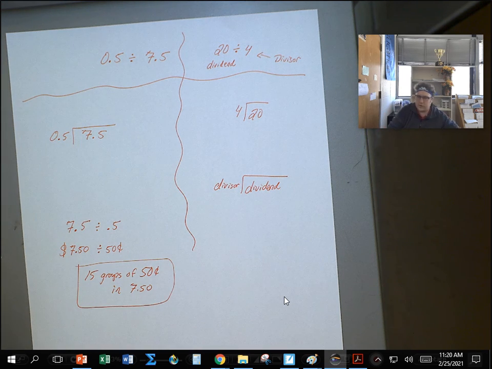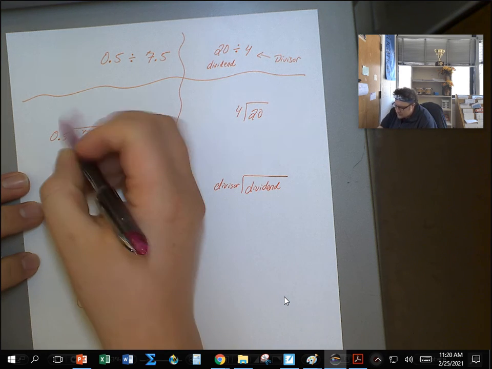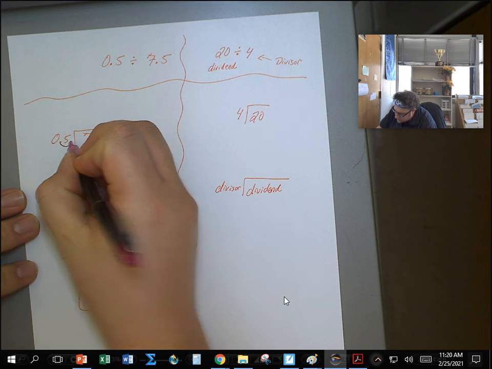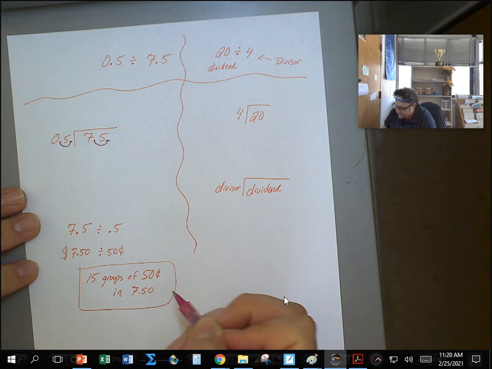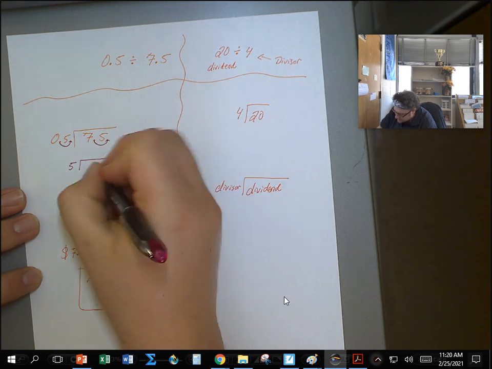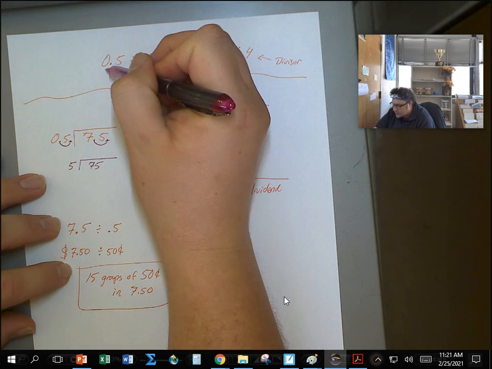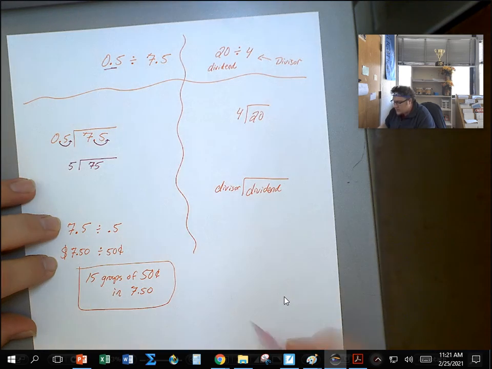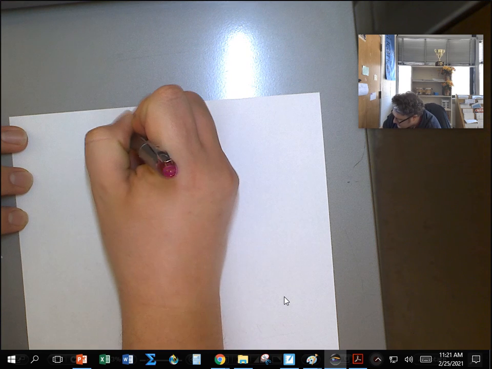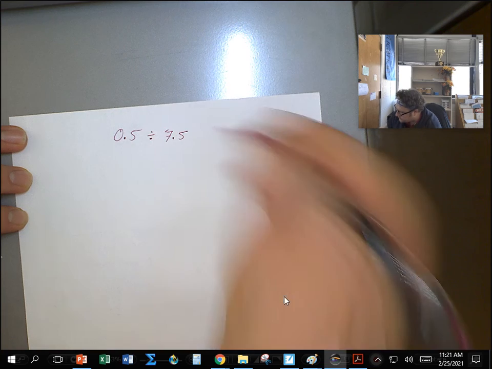You did a nice job moving your decimal places. When decimal places move, they move in unison, which means they move together. So if you move one over, then you're going to move one over like that. So our problem really becomes 5 as a divisor and 75, right? But that would be if we were dividing the other way around. So the problem that they gave you is going to be set up like this, right? They said 0.5 divided by 7.5.